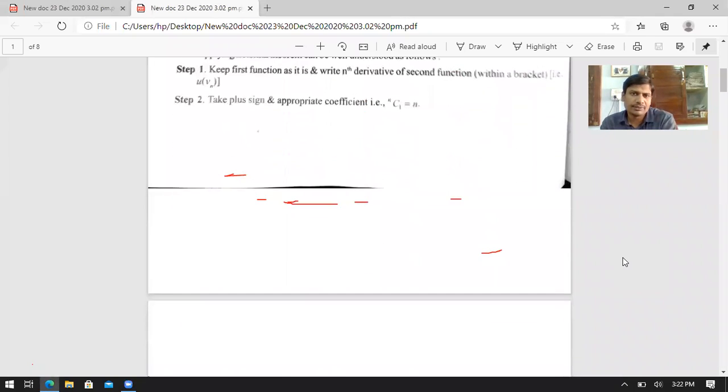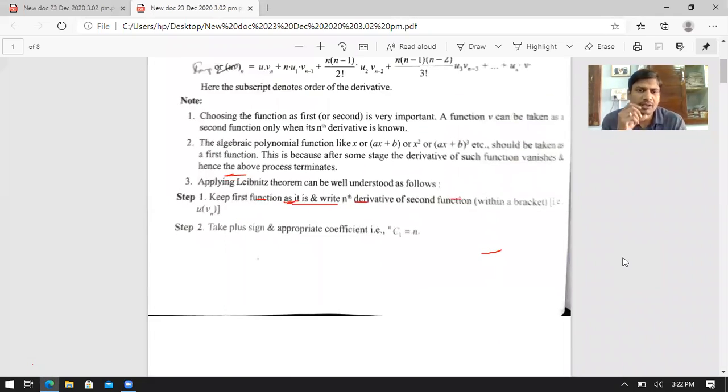See here. This is the first step. Keep the first function as it is. First one I say, note that one. This is also the same: keep the first function as it is, and take the nth derivative of the second function. Means keep the first function as it is.